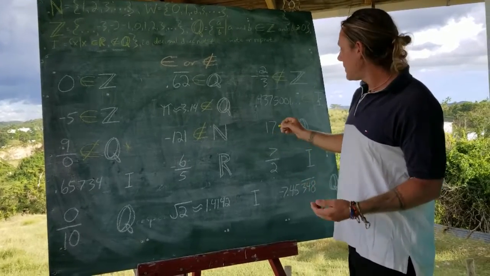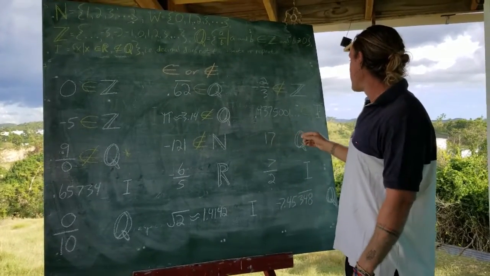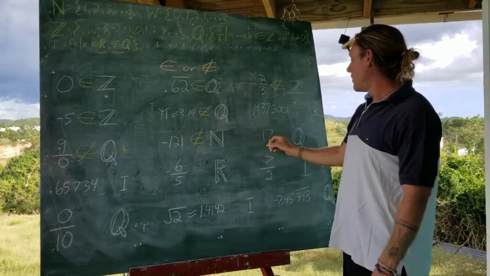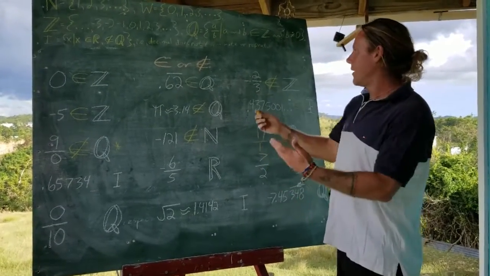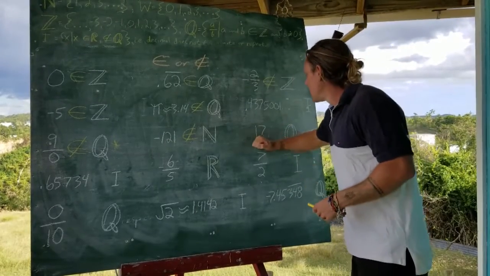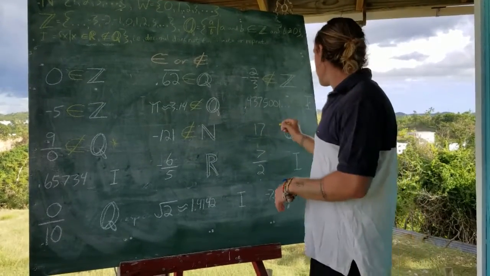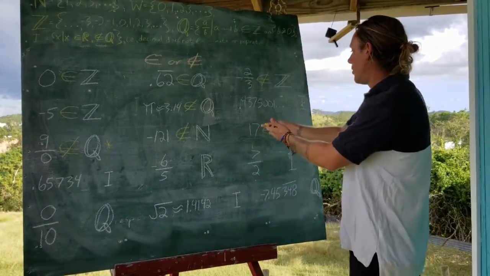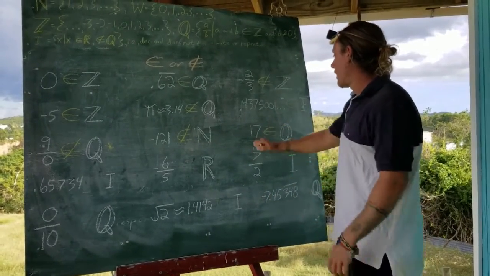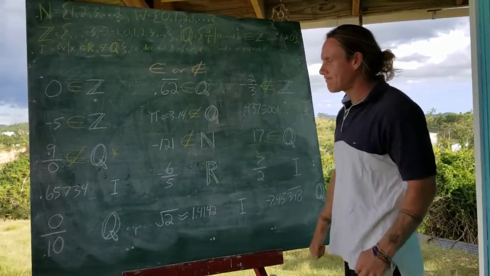And of course it is, because very easily it could be written as a rational number, where the top, the numerator, being 17, an integer, the bottom being 1, another integer, not 0. So yes, of course, 17 is an element of the rationals, as are all whole numbers like this, or all integers are elements of the rationals.